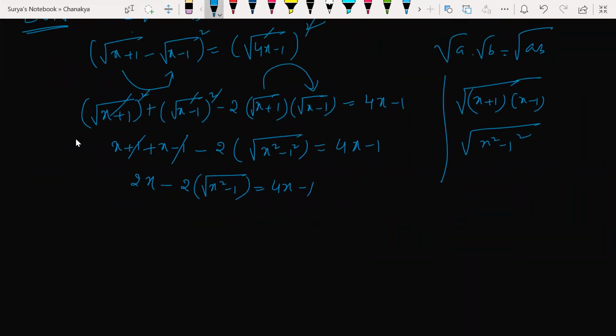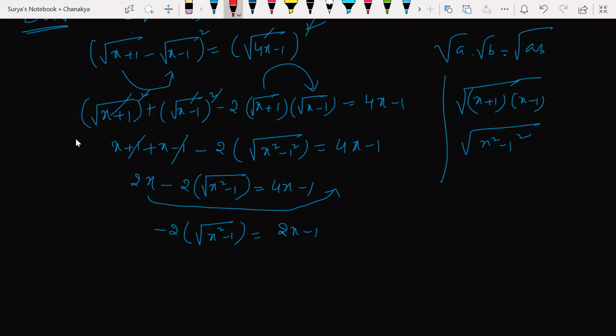Okay, so what can we do now here? What can we do here? Minus 2 times of square root of x square minus 1. So 4x minus 1. Let us shift this 2x to the right hand side. So what do I remain with now? 4x minus 2x, I will remain with 2x, right? Let me write directly 2x minus 1. Guys, I'm shifting this to the right hand side. After shifting, I'll remain with 2x minus 1. Understood? Yes or no?